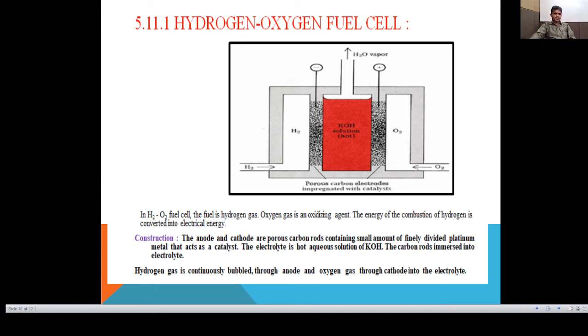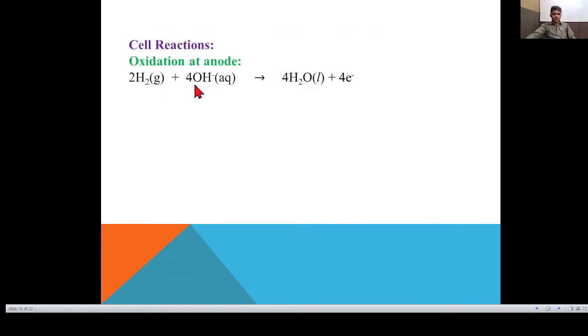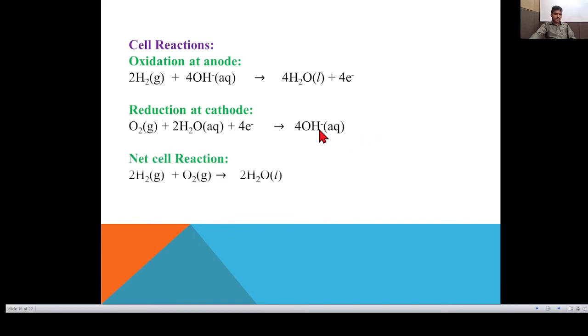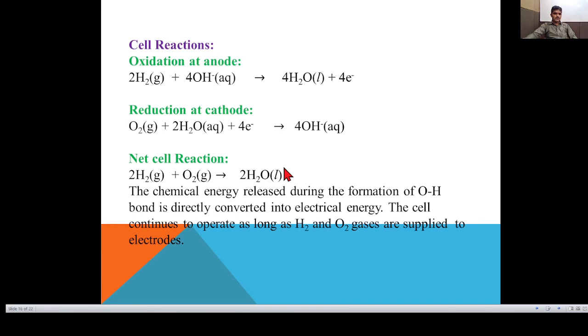This is the construction. What is the cell reaction? At the anode, 2H2 plus 4OH- gives 4H2O plus 4e-. Reduction reaction at the cathode: O2 plus 2H2O plus 4e- gives 4OH-. Adding these two equations, the 4 electrons cancel, and the water cancels: of 4H2O, 2H2O cancel. We get 2H2 plus O2 gives 2H2O. So this is the fuel cell.